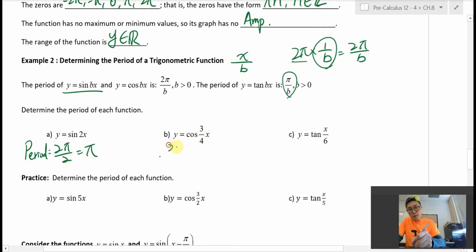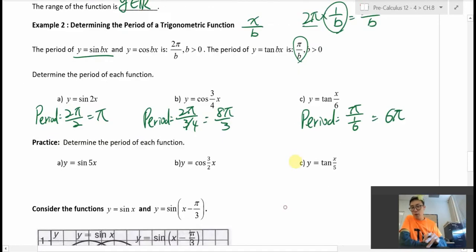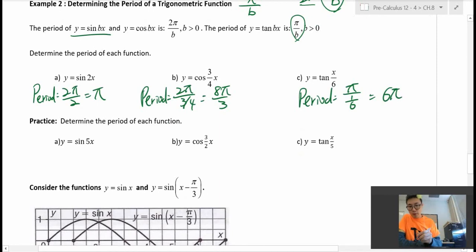In this case, it's going to be 2 pi divided by 3 over 4, which is going to be 8 pi over 3. That's the period. Finally, for tangent, so just be careful, it's pi over 1 over 6. So in this case, the period is actually 6 pi. Okay, so be careful, it's 1 over 6 here, not just 6, right? Because this is 1 over 6 times x. Okay, so I'll let you try the next 3, and I'll show you the answer in a bit.